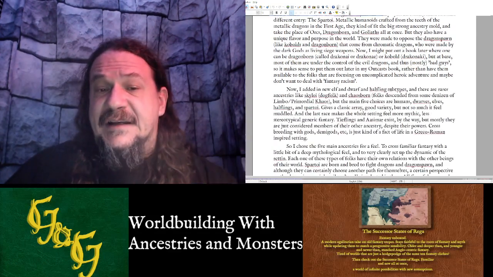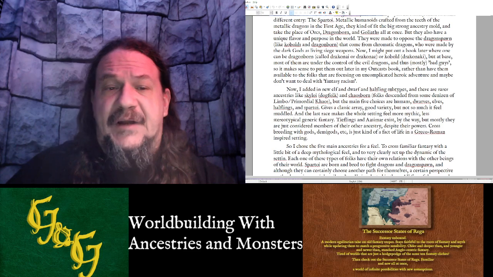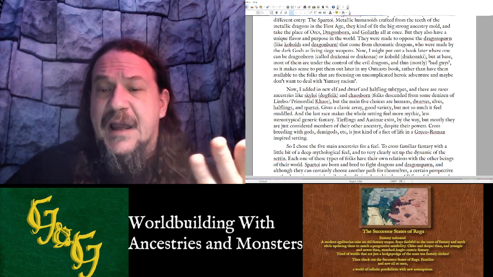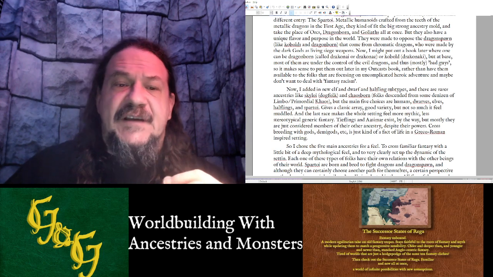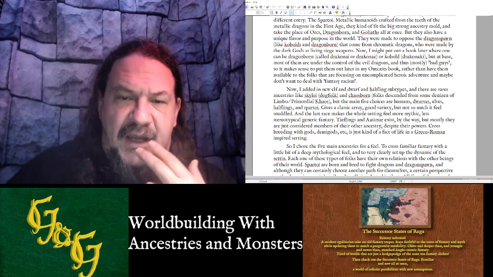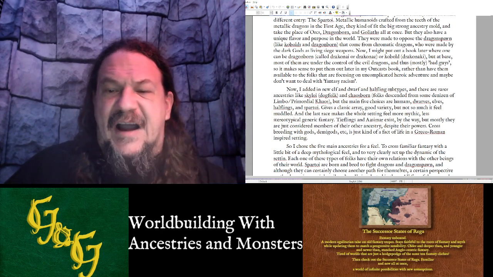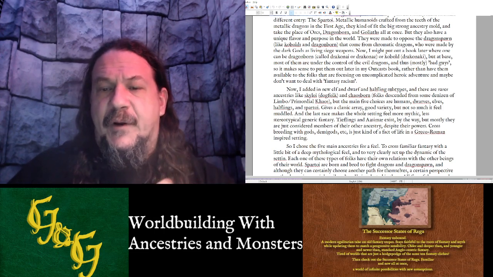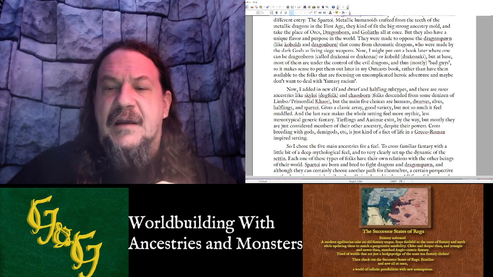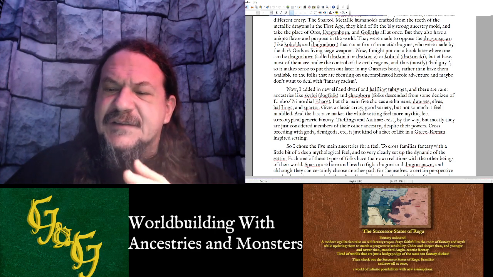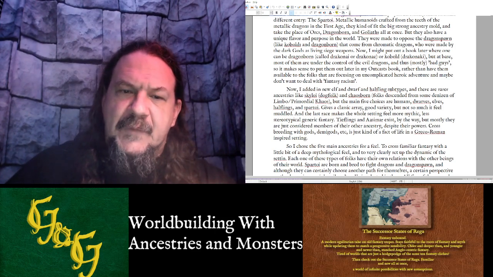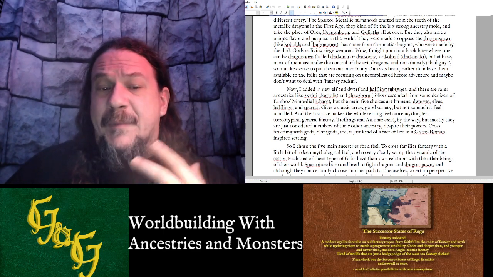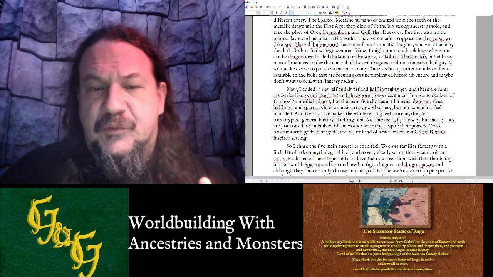Now, I added in new elf and dwarf and halfling subtypes, and there are rarer ancestries like the Skyloi, or dogfolk, and the Chaosborn, which are folks descended from some denizen of primordial chaos. But the main 5 choices are humans, dwarves, elves, halflings, and Spartoi. It gives a classic array, a good variety, but not so much it feels muddled. The last race makes the whole setting feel more mythic, less stereotypical generic fantasy.